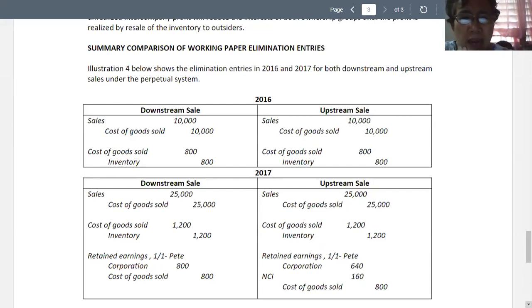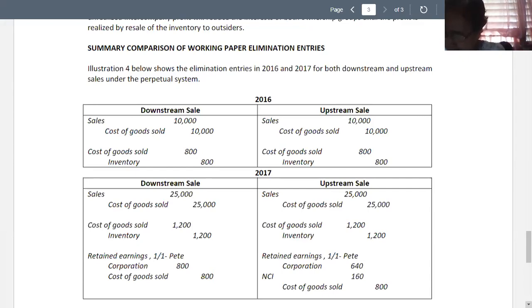How about with regards to retained earnings? In the books of Pitt Corporation, we debit 800 and credit cost of goods sold by 800. Here, in the upstream sale, we debit retained earnings for 640, and that's the 80% portion. And we now recognize the non-controlling interest in the amount of 160.